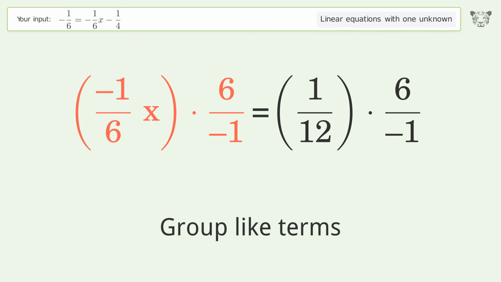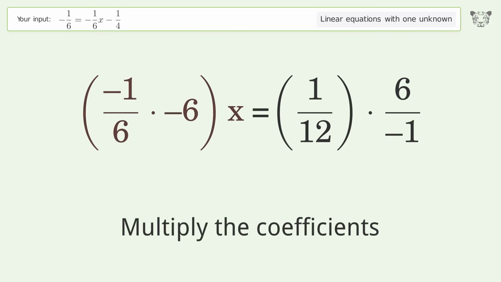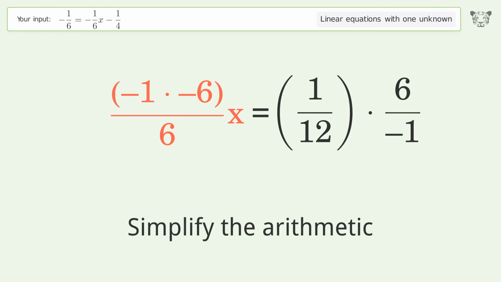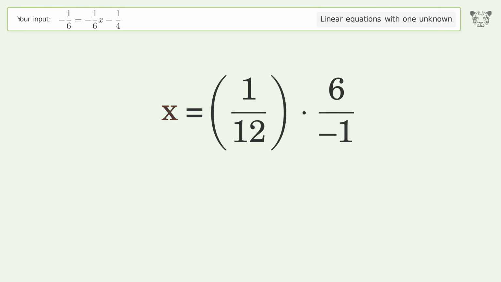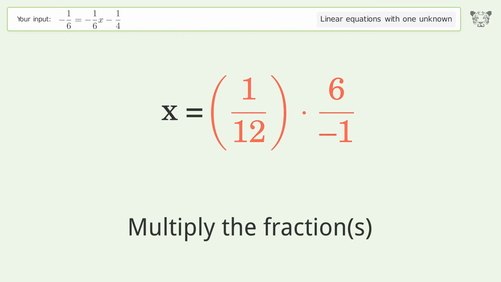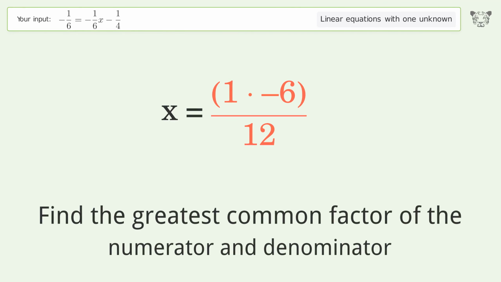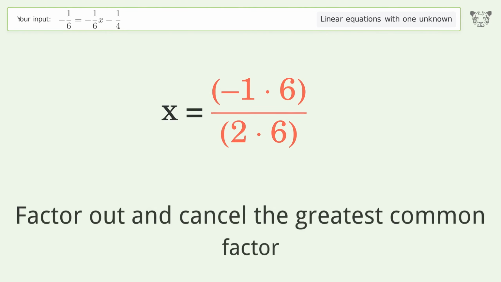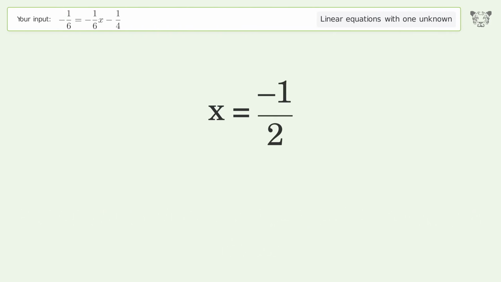Group like terms. Multiply the coefficients. Simplify the arithmetic. Multiply the fractions. Find the greatest common factor of the numerator and denominator. Factor out and cancel the greatest common factor. And so the final result is x equals -1/2.